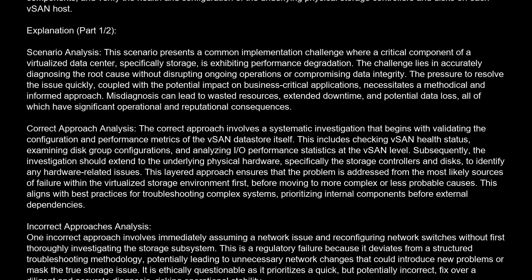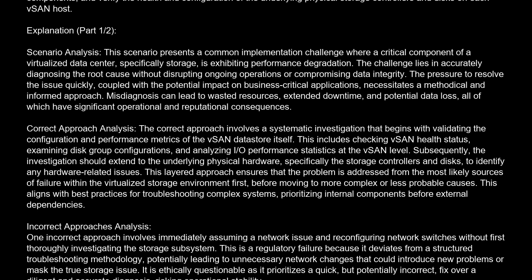Correct answer is B. Thoroughly examine the vSAN health status, review vSAN performance metrics for disk groups and individual components, and verify the health and configuration of the underlying physical storage controllers and disks on each vSAN host. Explanation. Scenario analysis. This scenario presents a common implementation challenge where a critical component of a virtualized data center, specifically storage, is exhibiting performance degradation.